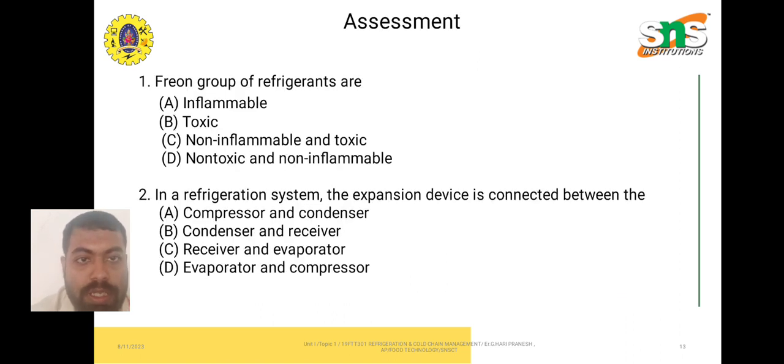Next, assessment. Assessment about refrigerant. Freon is a type of refrigerant and it is non-toxic and non-inflammable. And second one, in a refrigeration system, the expansion device is connected between which two components? It is connected between the evaporator and the condenser.